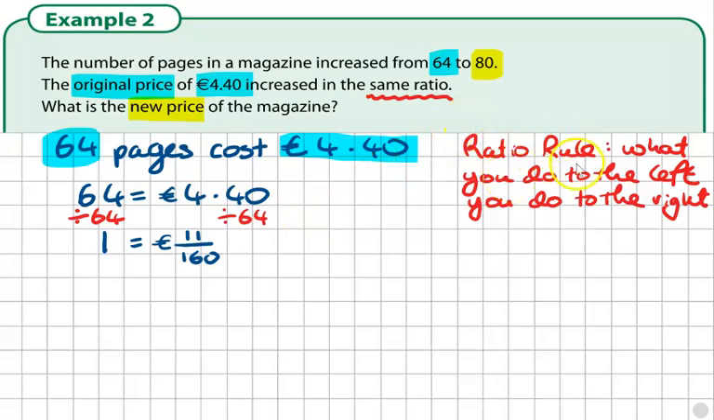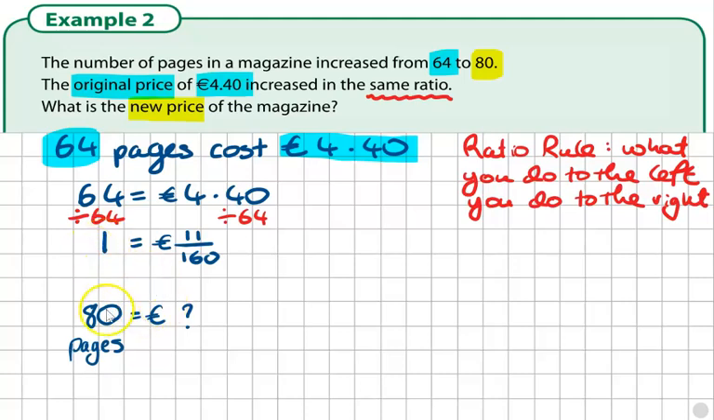So remember the ratio rule, what you do to the left, you do to the right, and what you do to the right, you do to the left. So remember, we're interested in the new price of the magazine, so the price of 80 pages. We now know that one page is equal to 11 over 160 euro. So if we want to figure out what 80 pages is, we have to think, well, how does 1 become 80? Now remember again that with ratio questions, you only ever multiply or divide.